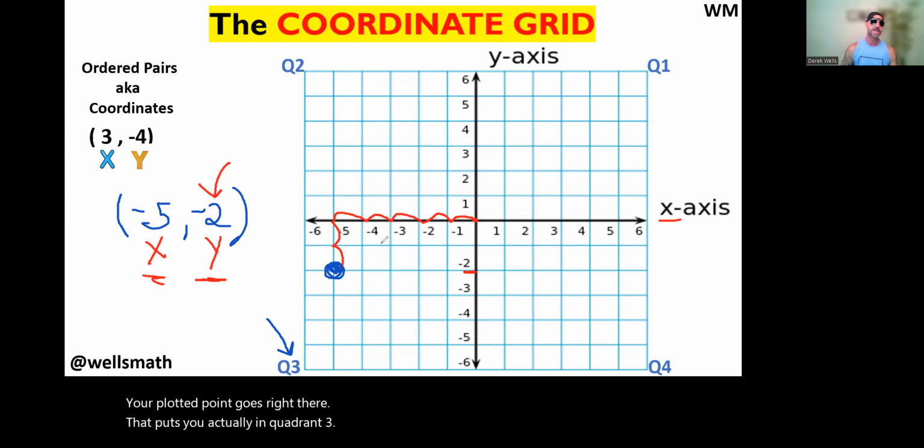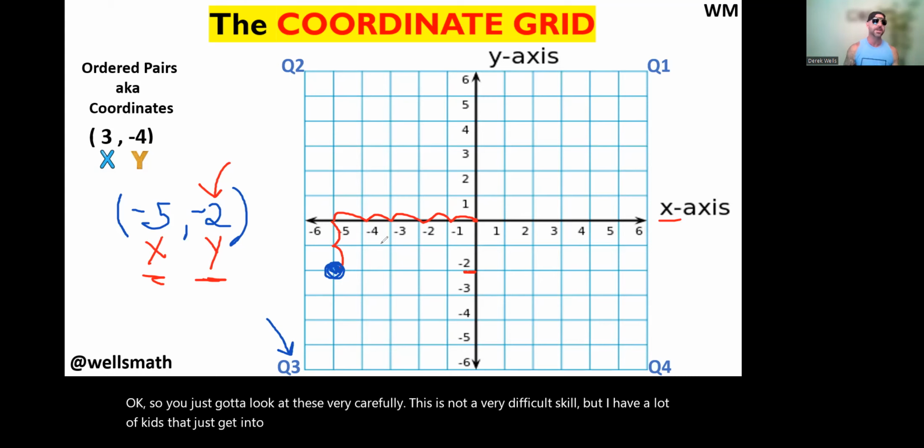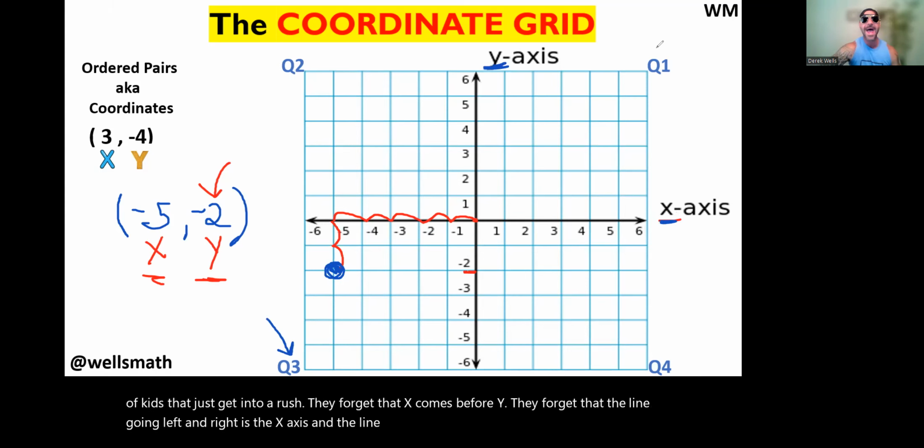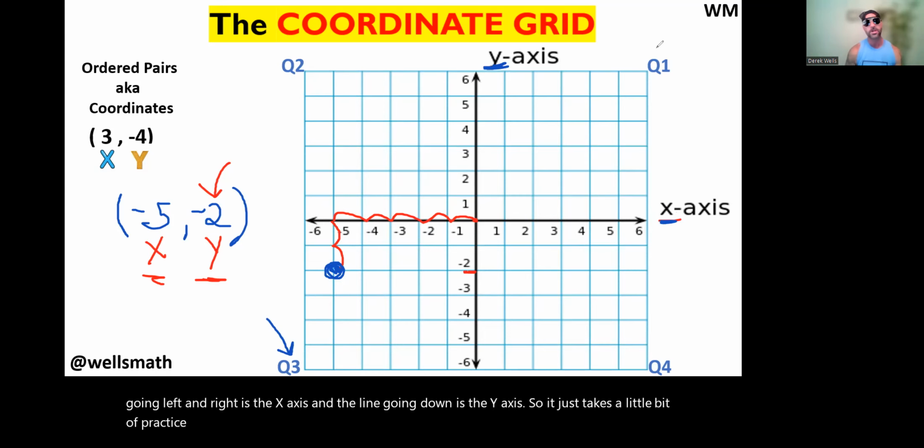Okay, so you just got to look at these very carefully. This is not a very difficult skill, but I have a lot of kids that just get into a rush. They forget that X comes before Y. They forget that the line going left and right is the x-axis, and the line going up and down is the y-axis. So it just takes a little bit of practice. And like I said, it's always good to write this stuff down in your notes. It'll be very helpful to go back and look at, because it's easy to forget this stuff.